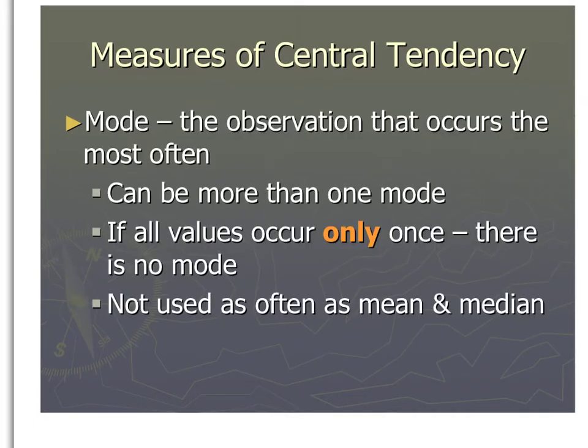The third measure of central tendency is mode. It's the observation that occurs most often, and you can have more than one mode if you have more than one number that occurs the same amount of times, or you can have no mode at all. We do not use it as often in statistics as mean and median. We will use the mean or the median to report centers of distributions.